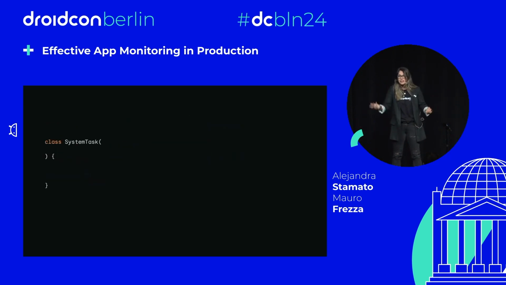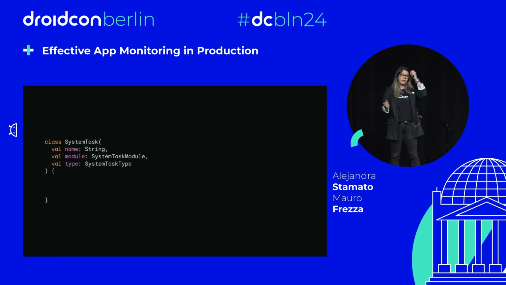Our system task class is just a class, and it has a couple of useful parameters. The name helps you identify, when you're querying your data, what action you were performing, who this system task is. The module, so you're able to group them in a way that makes sense to build your dashboards and to query your data in a way that makes sense for your feature team.